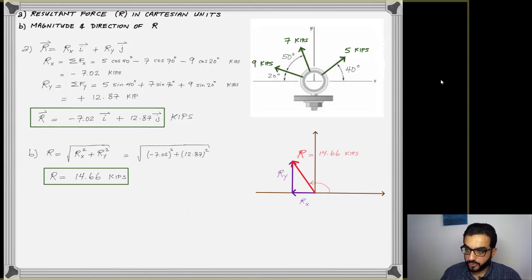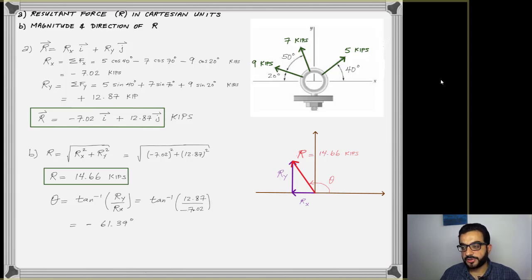So when I start now using the theta equation, which is the tan inverse of the y component over the x component, I expect to see an angle measured from the positive x direction to be bigger than 90 degrees. So when I plug in the values for Ry and Rx, I plug them in with their signs. So y is positive, x is negative. So I end up with tan inverse of a negative value. If you do it on the calculator, it's giving you a negative value of 61.39.